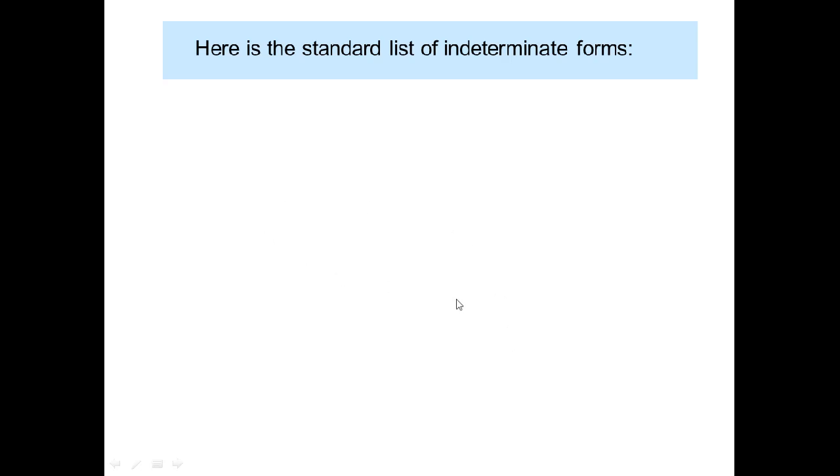All right, now here is the standard list of indeterminate forms. These are all the ones that you're probably going to see in your math career until you get into the really high maths, if you take those. 0 over 0, old standard. Infinity over infinity. These are the two that we can easily use L'Hopital's rule with. And then we get the ones that we're going to have to do some work on to get it to be a L'Hopital problem. Infinity times 0.